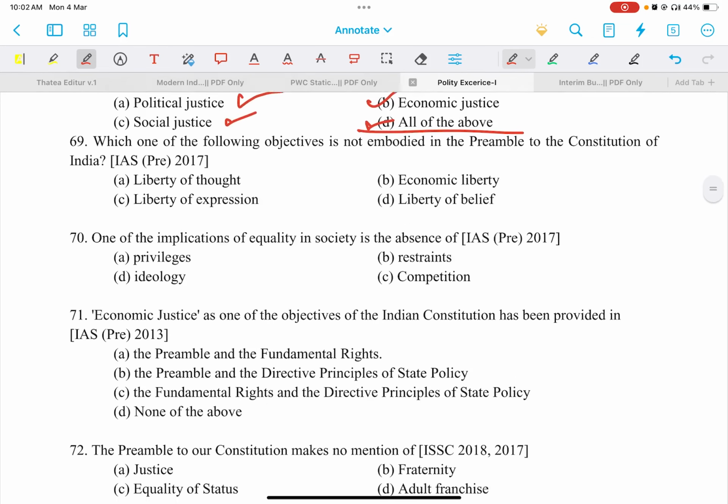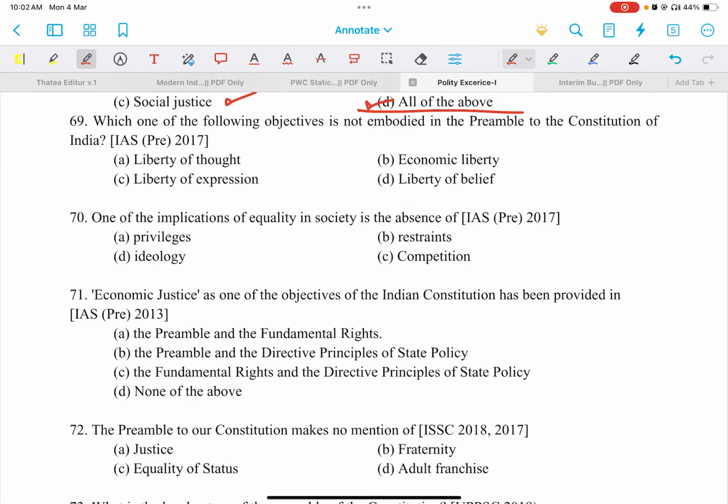Question number 69. Which one of the following objectives is not embodied in the preamble of the Constitution? Liberty of thought, expression, belief, faith, and worship. Number 2, economic liberty.